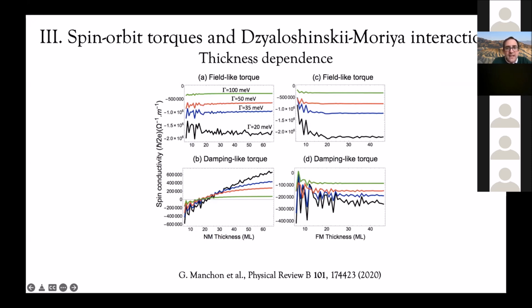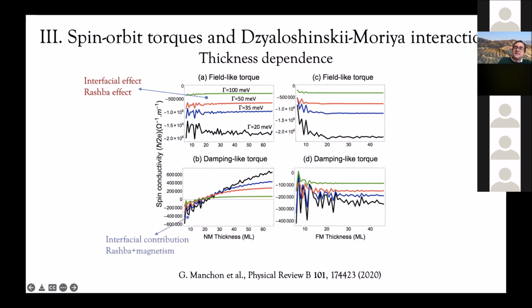What is interesting is that if I look at the field-like torque, when I change the thickness of my heavy metal, nothing changes, except of course if I go to very thin layers, then I'm going to have quantum oscillations. But if I go to reasonably thick layers, then the field-like torque is completely flat, which means that adding more matter with a lot of spin-orbit coupling doesn't help getting me any new torque. And that makes sense because this is purely an interfacial effect.